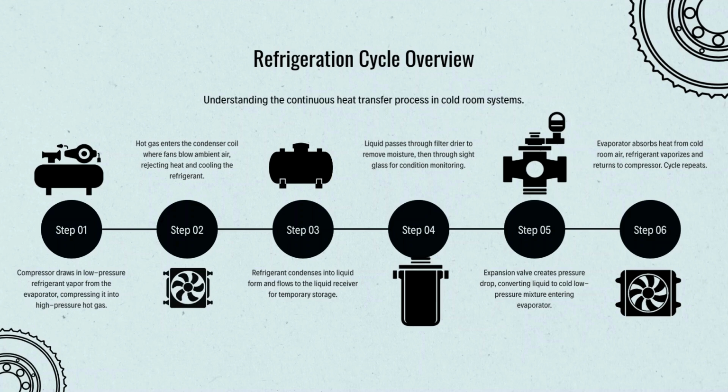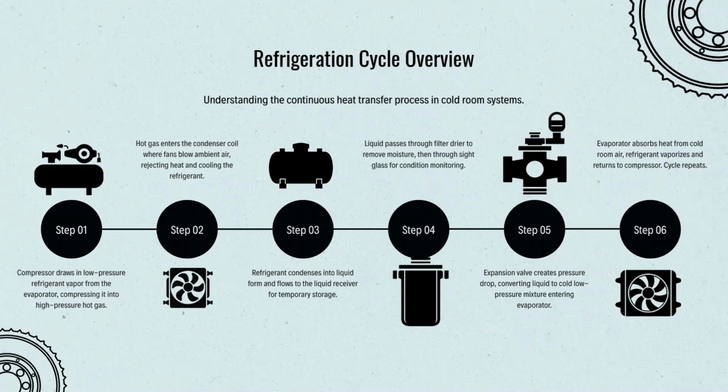Step 3. Refrigerant condenses into liquid form and flows to the liquid receiver for temporary storage. Step 4. Liquid passes through filter dryer to remove moisture, then through sight glass for condition monitoring. Step 5. Expansion valve creates pressure drop, converting liquid to cold low-pressure mixture entering evaporator. Step 6. Evaporator absorbs heat from cold room air, refrigerant vaporizes and returns to compressor.